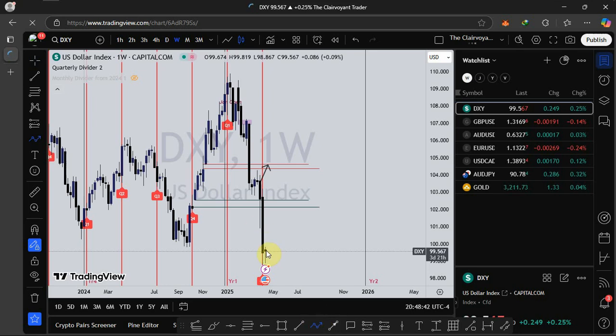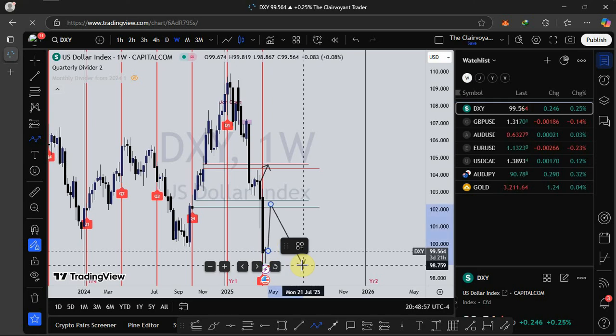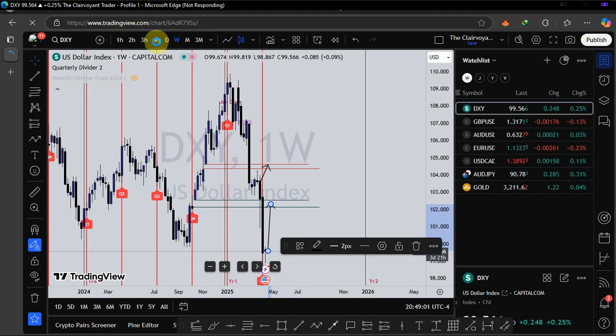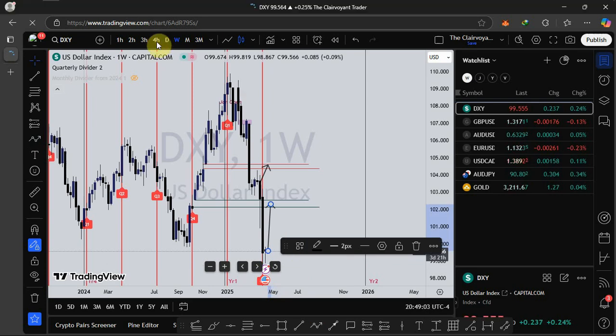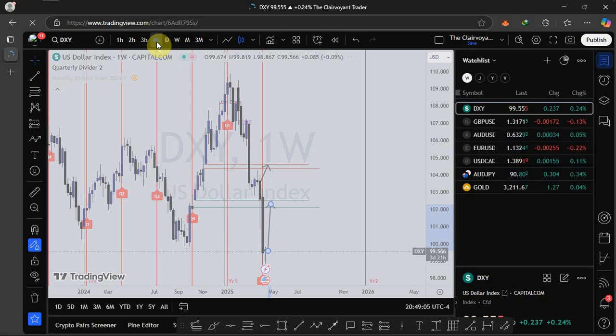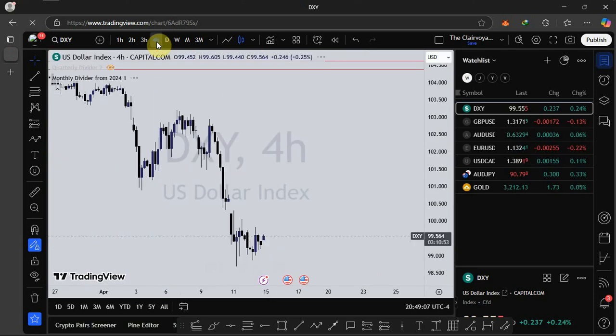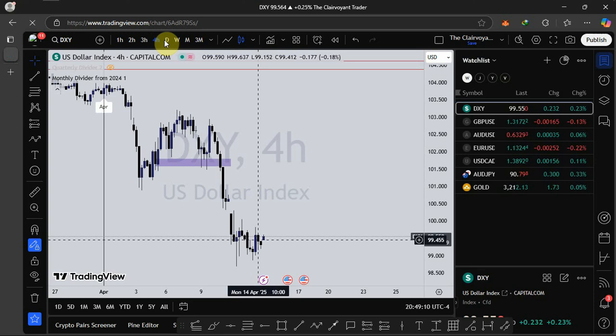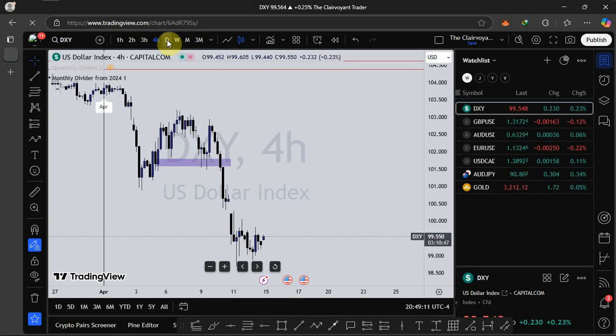I'll expect to see price push up into the zone right here. Then we can see price continue to push to the downside, all things being equal. Definitely that is going to happen. But for now, I'm bullish. I'm bullish on the dollar index. So that is that. Let's switch to the 4 hour and see what is happening there. I'm expecting to see price push up. So that is just that for the dollar index.